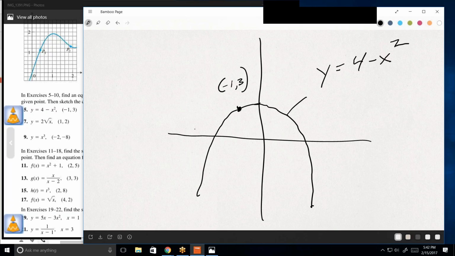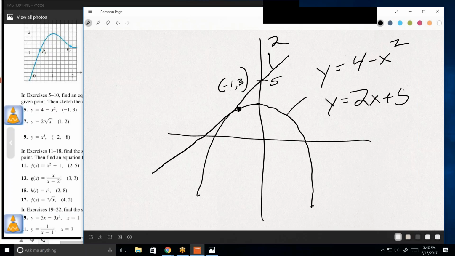And if I draw the slope of that tangent line, it's going to look like that. And it's going to have a slope of 2 on it. It's going to go through the y-intercept of 5. So the equation of the tangent line is 2x plus 5. Okay. Now, there are 2 ways to find the first derivative.